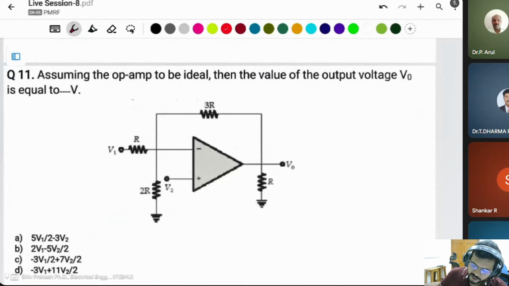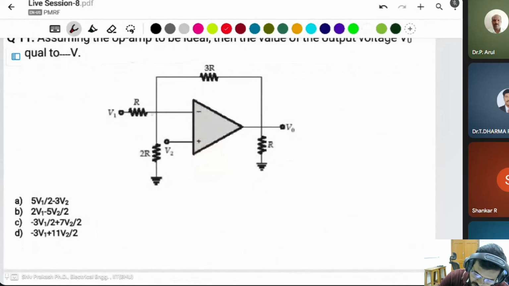In this case, we have to find the output voltage. Because this is shorted here. This voltage is given as V1, V2. In terms of V1, V2, we have to find the output voltage. This voltage V1, V2, this is 0, this is also 0 current. It means this is shorted to each other. This is voltage V2.